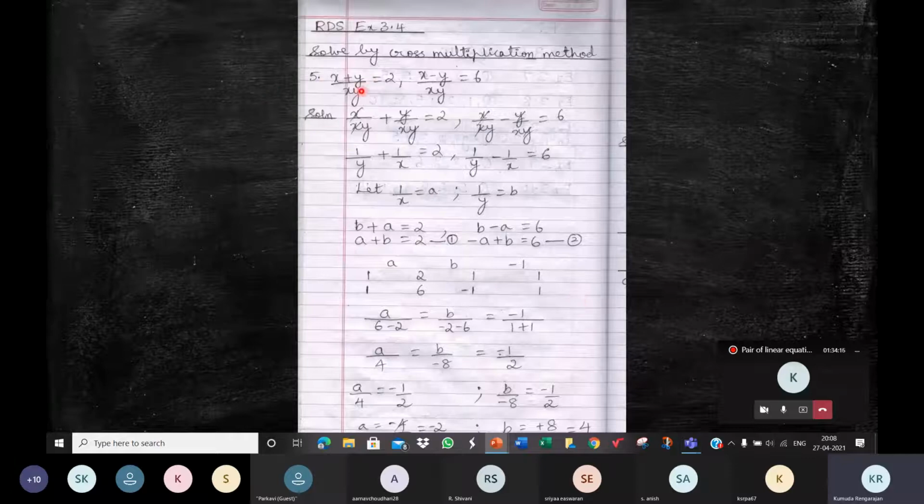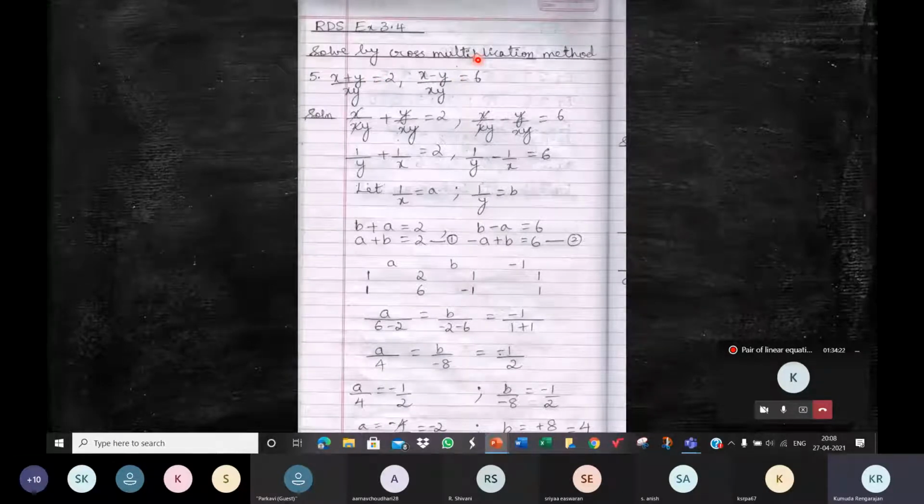So see the first one. We need to solve these two equations by the cross multiplication method and find the values of x and y. So you can see I'm pointing out to it. I hope you can see the pointer.